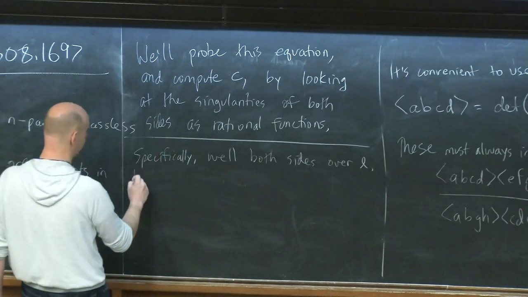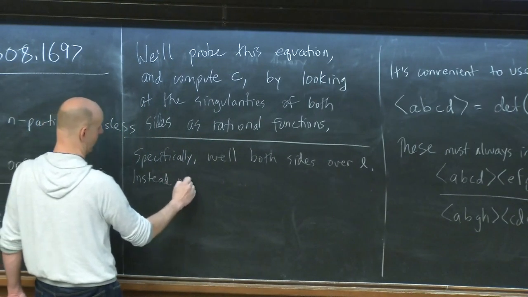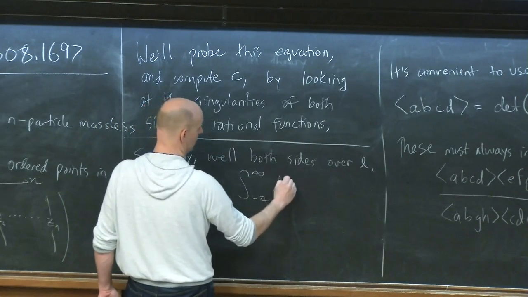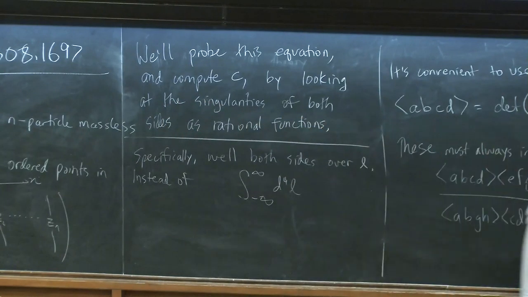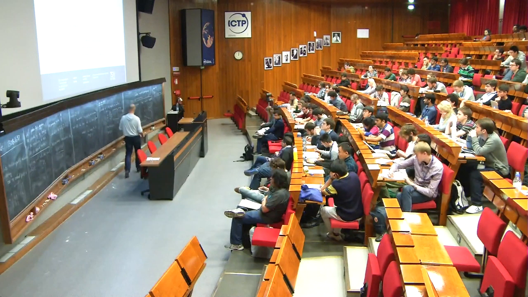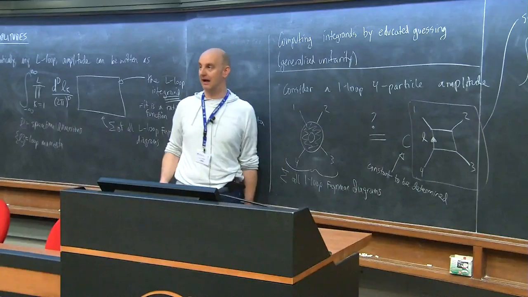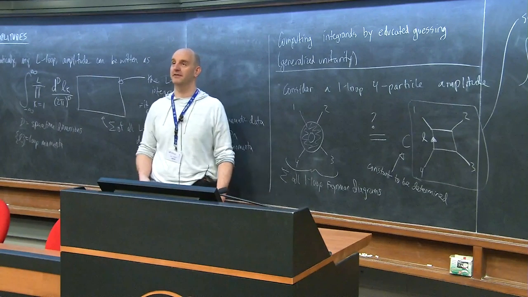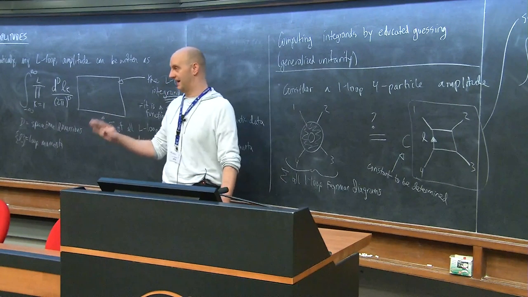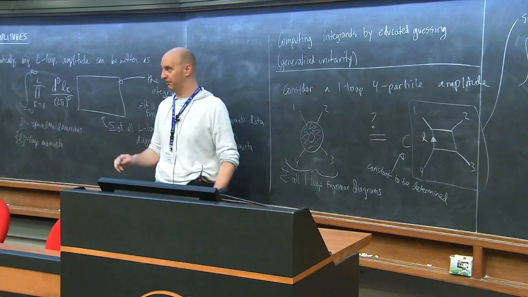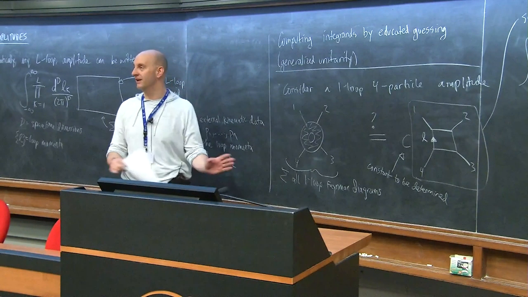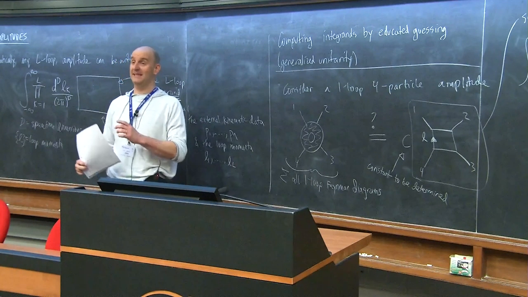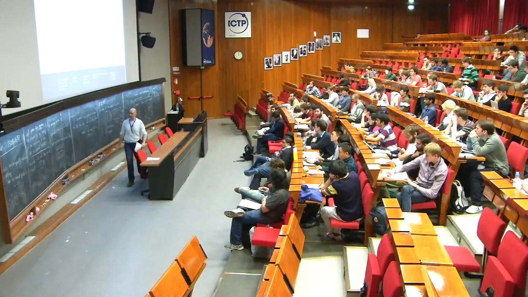But instead of the physical contour, so if you actually wanted to calculate the value of the scattering amplitude, you would integrate either side over loop momenta ranging from minus infinity to plus infinity, with a particular i epsilon prescription that's absolutely crucial for getting the physics right. But I'm not going to do that at all. I'm going to integrate both sides over a completely different contour in the complex plane.